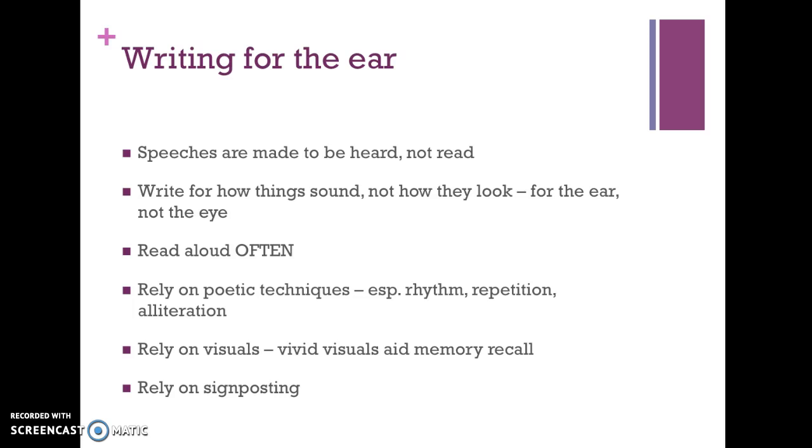When we're writing for the ear, we often rely on poetic techniques, especially things like rhythm, repetition, and alliteration. We need to rely on visuals because vivid visuals aid memory recall, so things like metaphor, imagery, symbolism, simile. And we also need to rely on signposting, which we'll talk about soon.